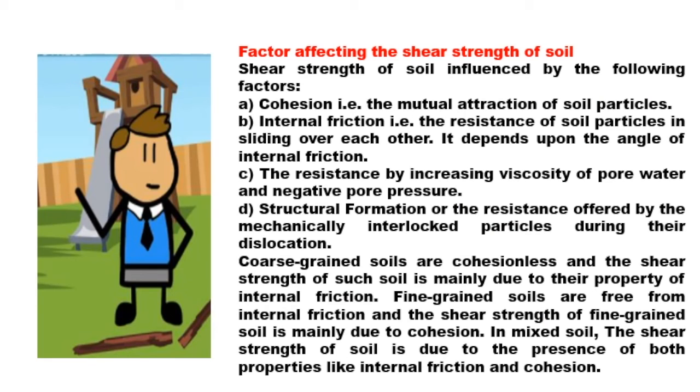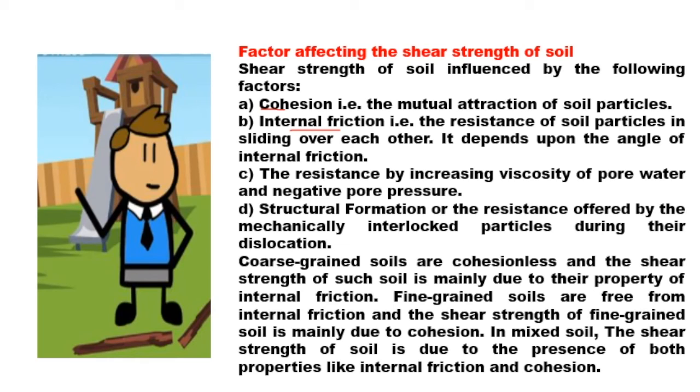Now, what are the factors which affect the shear strength of soil? The first one is cohesion, which is the attraction between the soil particles, how the particles stick to each other. Then internal friction, which is the resistance of the soil particles to sliding over each other. The resistance can be increased by viscosity of pore water and negative pore pressure. It also depends upon structural formation, or the resistance offered by mechanically interlocked particles during their dislocation.